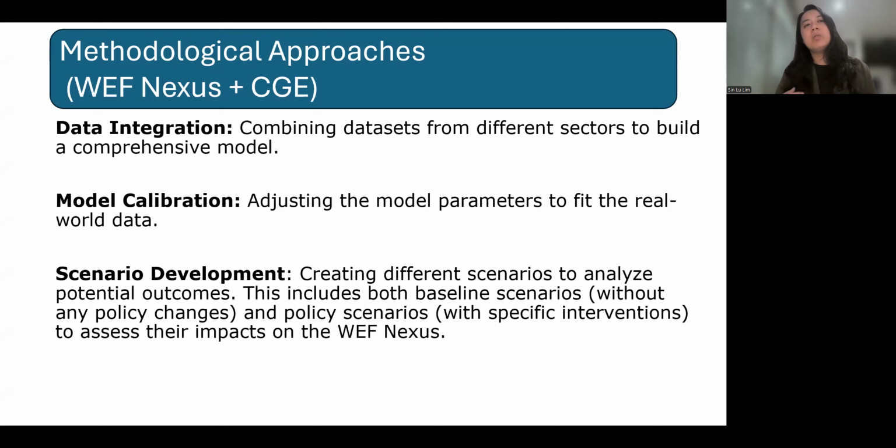Lastly, it will also help to develop scenarios to analyze the potential outcomes. For example, this includes setting a baseline scenario without any policy changes, or a with-policy scenario, to assess their impact on the WEF Nexus, to see which is the best way to implement for the particular WEF sector and economics.